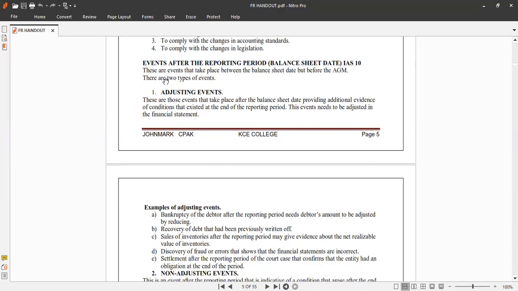Now, what's the difference? Adjusting events are those events that take place after the balance sheet date, providing additional evidence. So that's the key here, providing additional evidence of conditions that existed at the end of the reporting period. This event needs to be adjusted in the financial statements. So adjusting events are the events that happen after the balance sheet date, providing additional evidence of conditions that existed at the end of the reporting period.